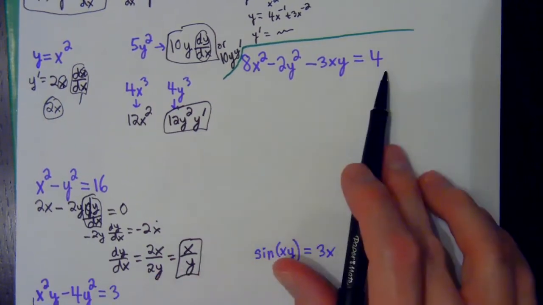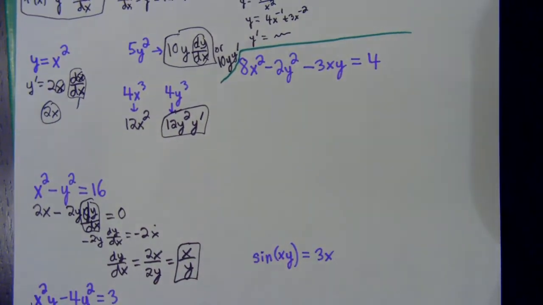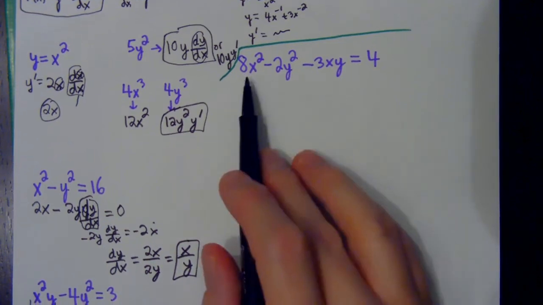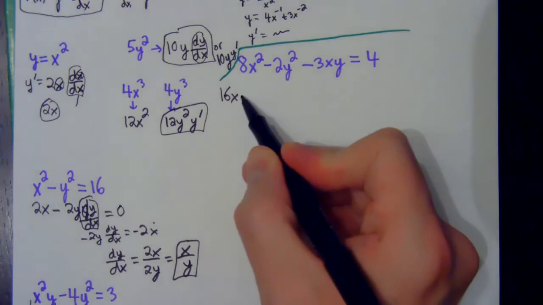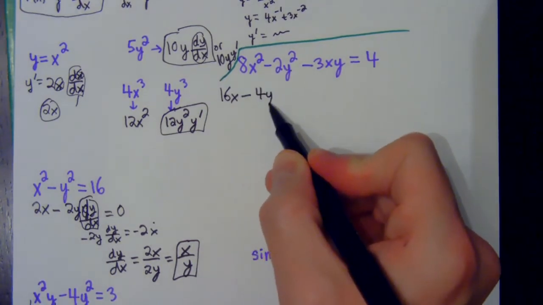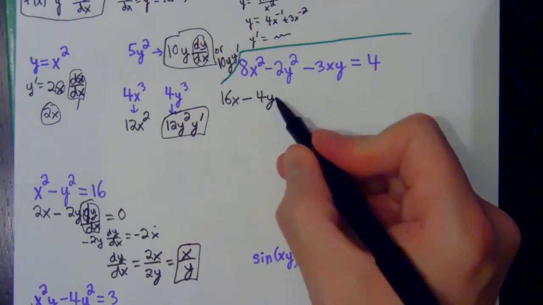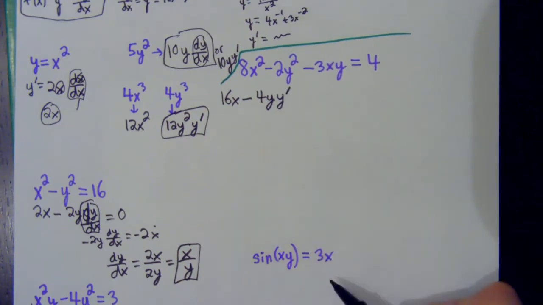So I see a problem that looks like this. I'm just going to take the derivative of everything as is. That's implicit differentiation. And when I take the derivative of y's, I'm going to tag on the y prime. That's it. So normal derivative, I'm going to go 16x. Normal derivative, which is going to be a 4y, but since I took the derivative of y's, I've got to tag on a y prime.